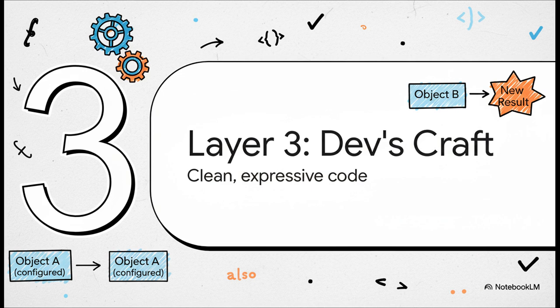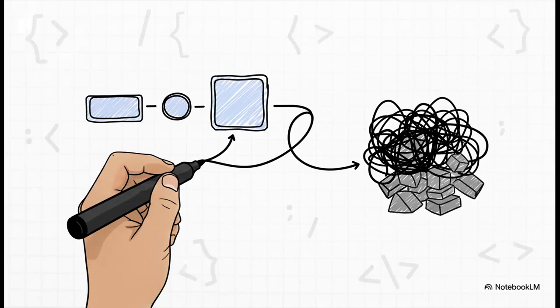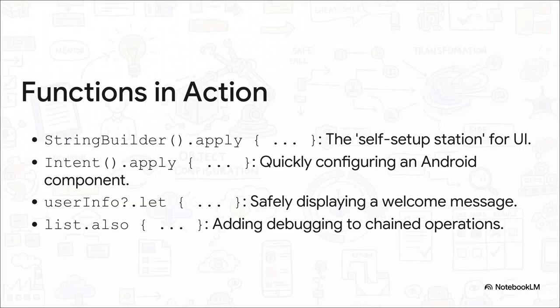All right, we've gone from the factory floor to the digital network. Now let's land in Layer 3, the developer's craft. This is where the rubber meets the road, where these concepts become real tools for writing cleaner, way more expressive code. So, just imagine you're floating inside an app's code. You see a developer's hand just elegantly wiring things together, connecting UI components without all that clunky, repetitive setup code we all used to write. That right there is the magic of scoped functions.